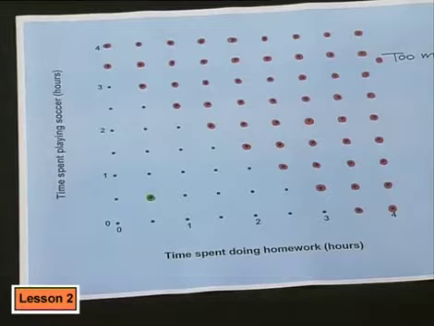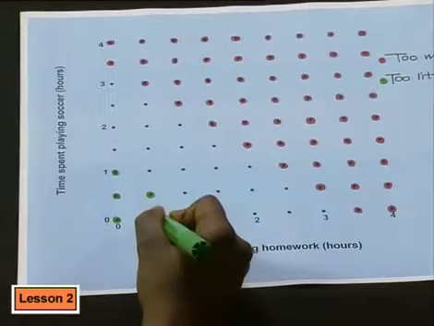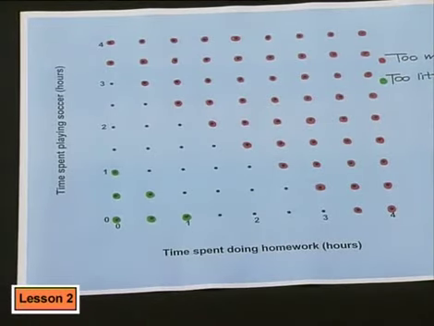Let me add this to the key. The green represents too little total time. I think I can cross out the rest of the points that correspond to less than 1.5 hours of total time. This is pretty cool.